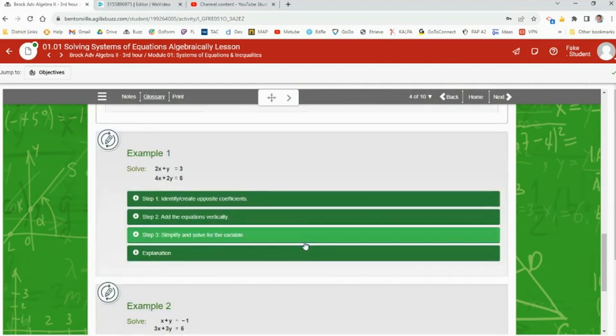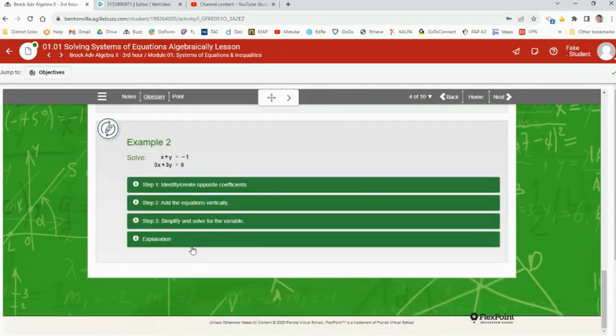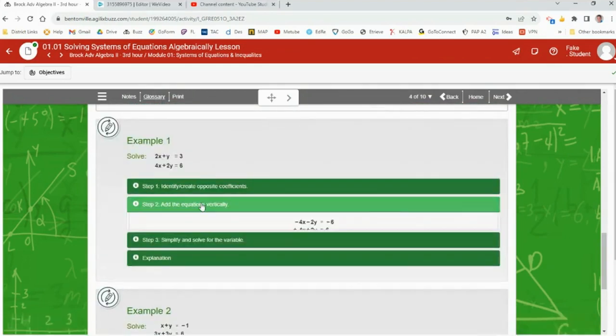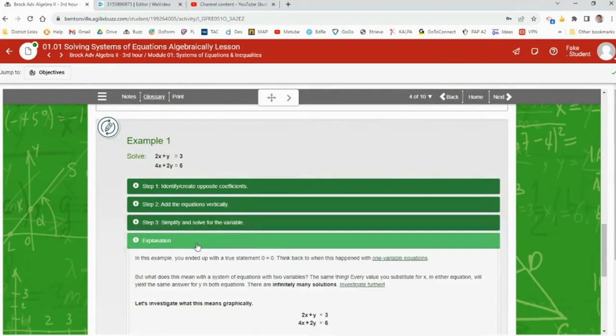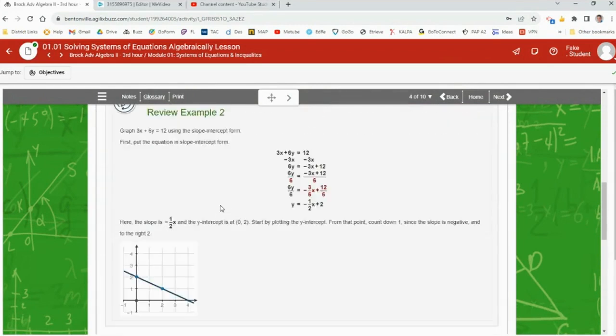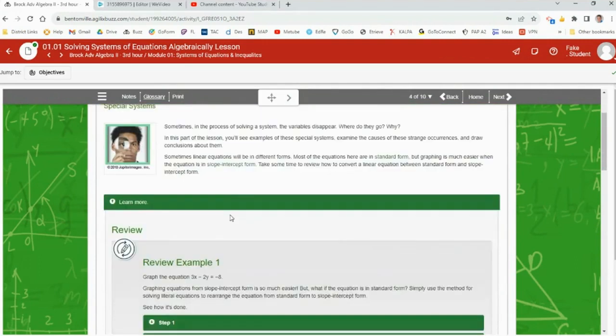More examples right here. Create opposite coefficients. Example, example, example. And this will allow you to check, are you doing it right? When you click those boxes, it'll give you what answers you're supposed to come up with. That's the good thing about this curriculum: as you go through these lessons, have your pencil and paper there. When it gives you a sample problem, write it down and see if you can solve it, because you can check it right here.